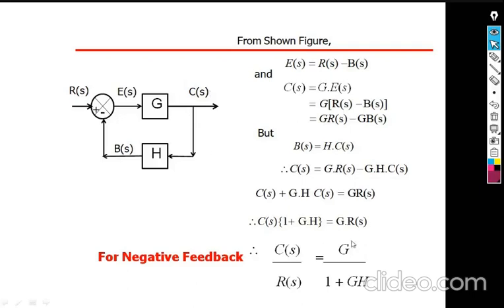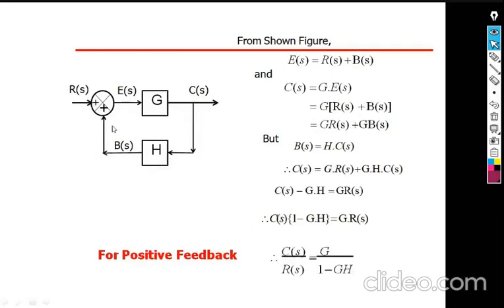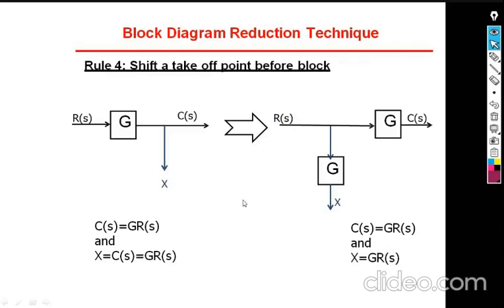So by using these equations, I proved that C of S by R of S is equal to G by 1 plus GH if it is a negative feedback, and if it is a positive feedback like this, then it will be G by 1 minus GH. This we discussed as rule number 1, 2 and 3. And now coming to rule number 4 to rule number 9.